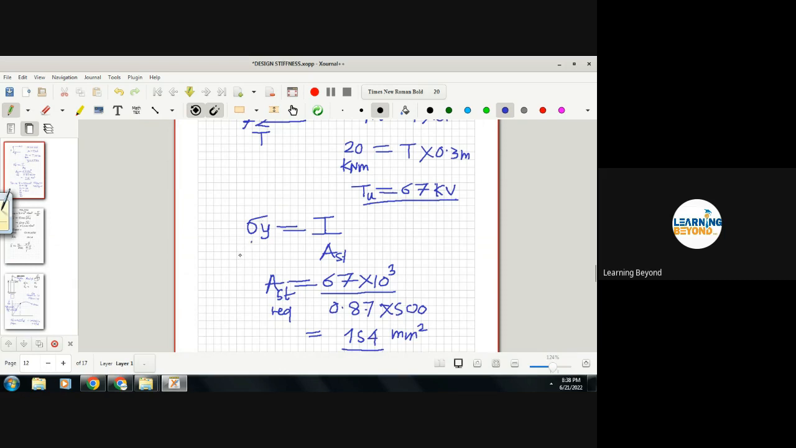This is my permissible stress. So again, same: force upon permissible stress. The permissible stress for steel is different, so I am taking 0.87 fy. If it is concrete, it is 0.45 fck. Right? Okay sir.